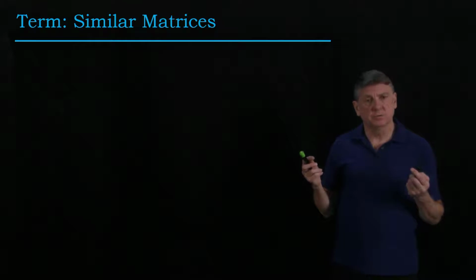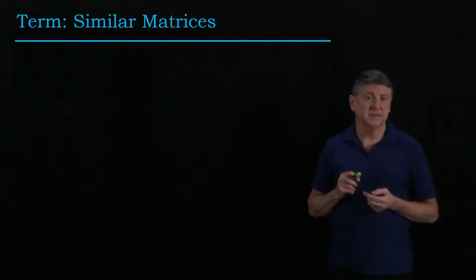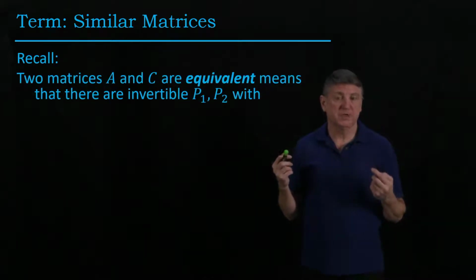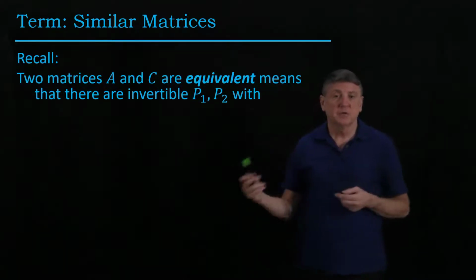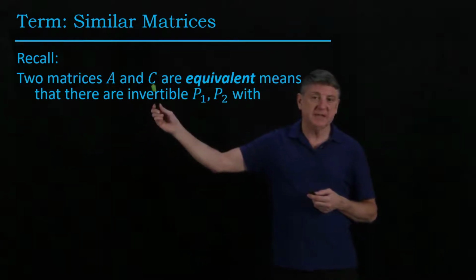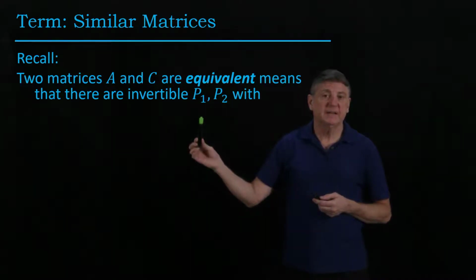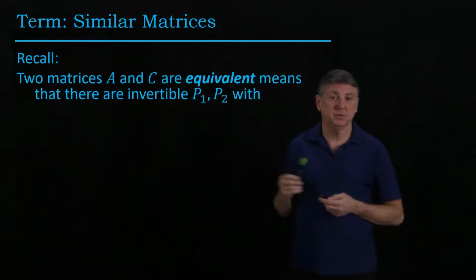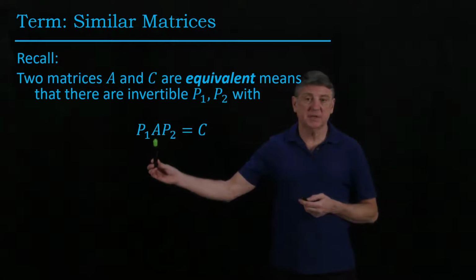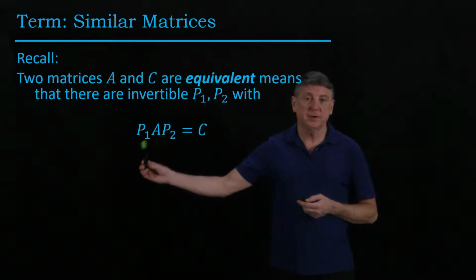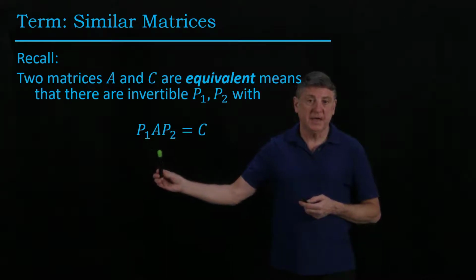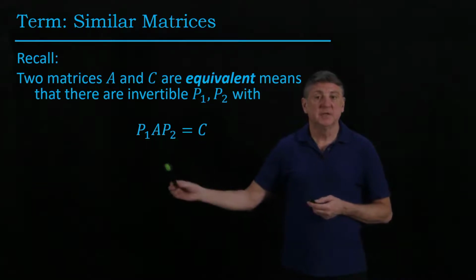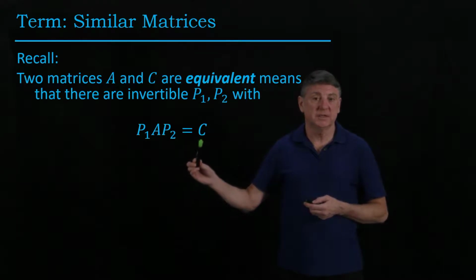So let's recall from prerequisite courses what we mean by a similar matrix. First, we'll deal with the more general concept of matrices being equivalent. When we have any two matrices A and C, we say they're equivalent if there are a pair of invertible matrices, P1 and P2, such that if we take our matrix A and pre-multiply by P1 and post-multiply by P2, then we get that matrix C. So that means that this is equivalent to this.